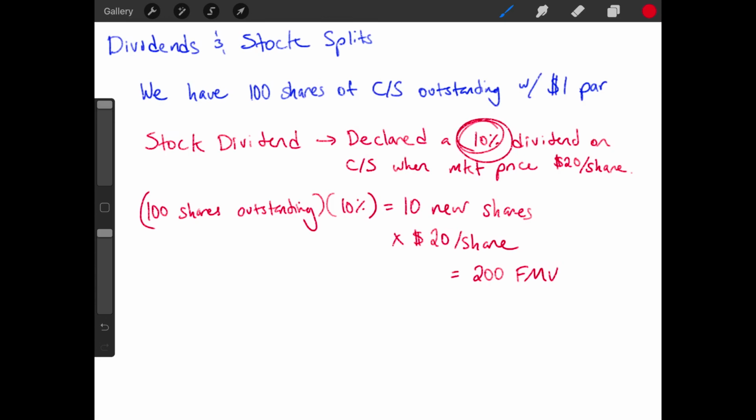Please note that this is a small stock dividend because the percentage that is used here is less than 25%. The journal entry for a large stock dividend is different, and I won't be discussing it in this video.